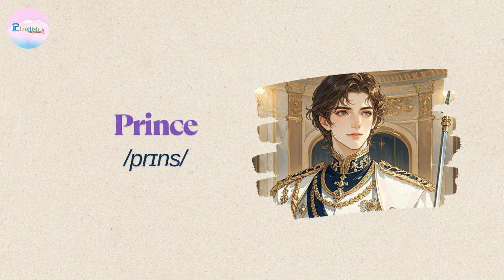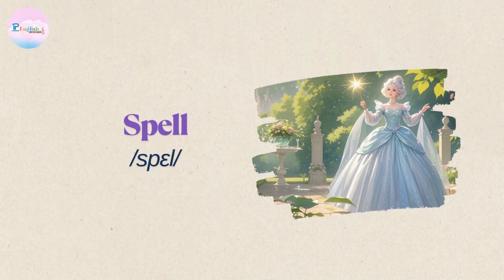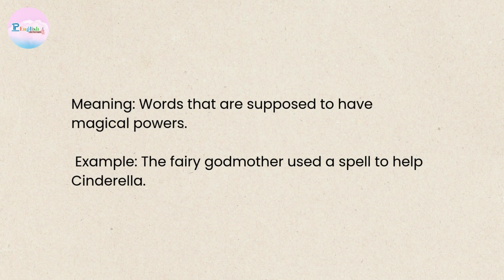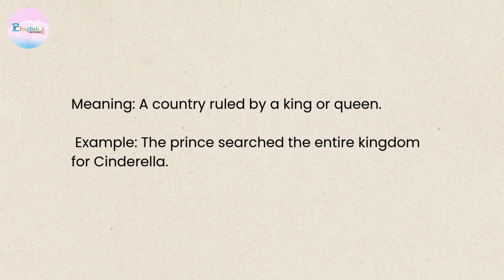Prince. Meaning: the son of a king or queen. Example: the prince danced with Cinderella all night. Spell. Meaning: words that are supposed to have magical powers. Example: the fairy godmother used a spell to help Cinderella. Kingdom. Meaning: a country ruled by a king or queen. Example: the prince searched the entire kingdom for Cinderella.